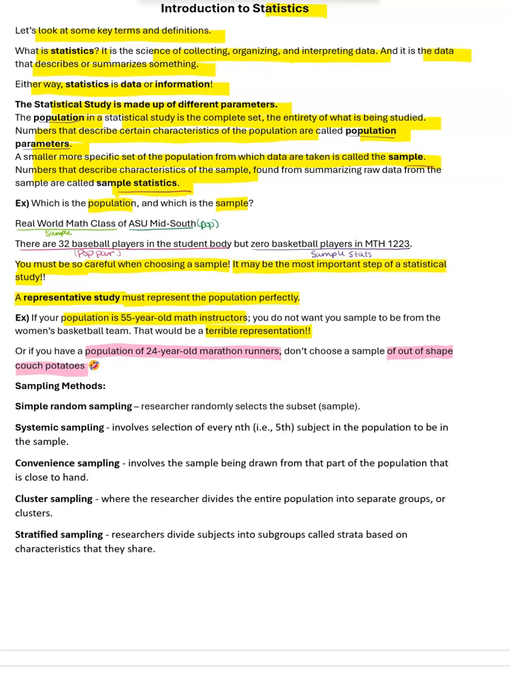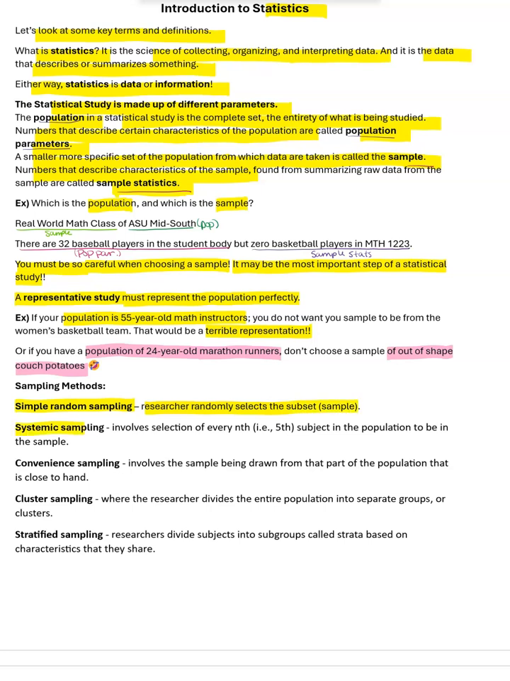Now let's talk about some sampling methods. So sampling methods, you have your simple random sampling, right? And this is when a researcher just randomly picks samples. They just randomly pick them, okay?